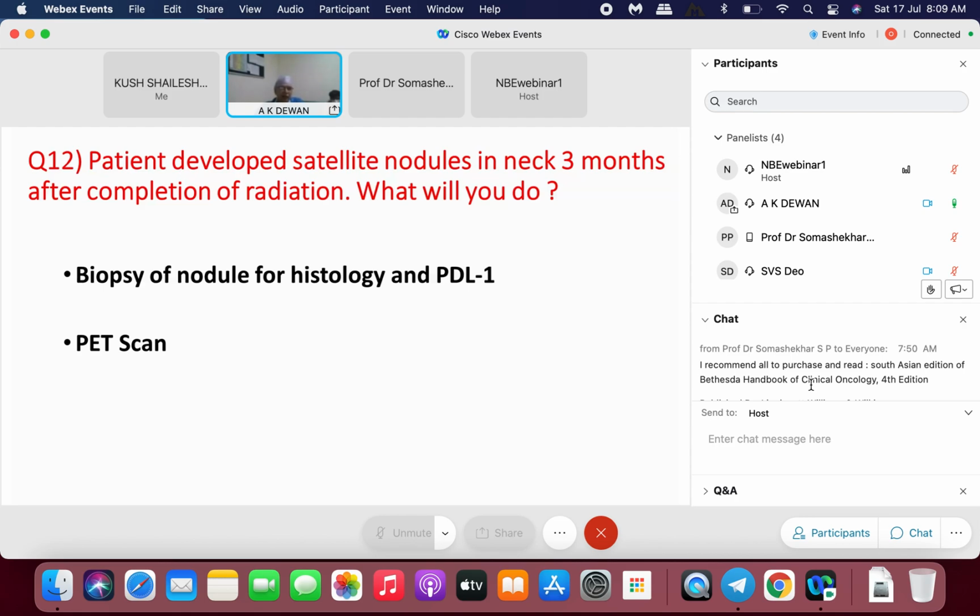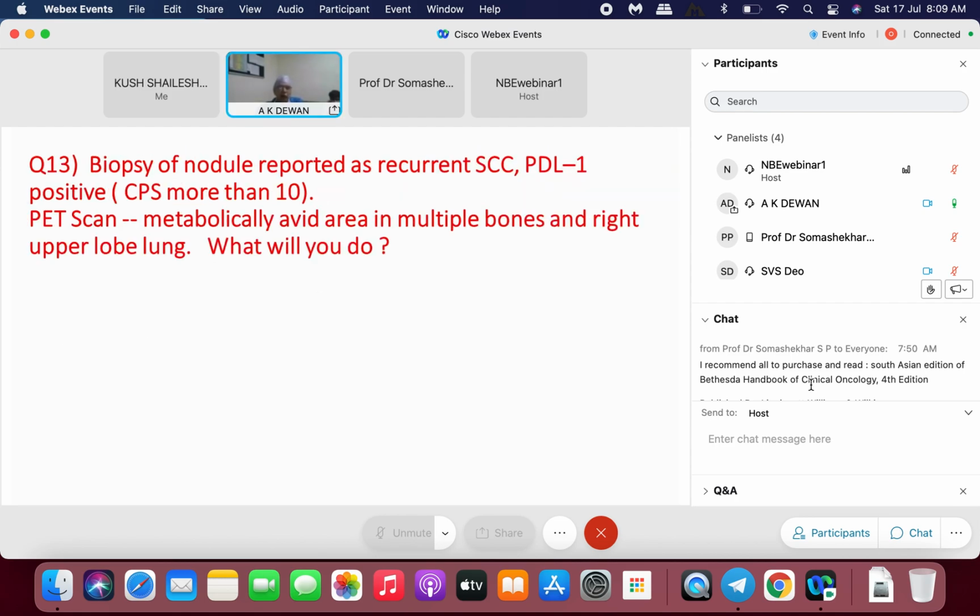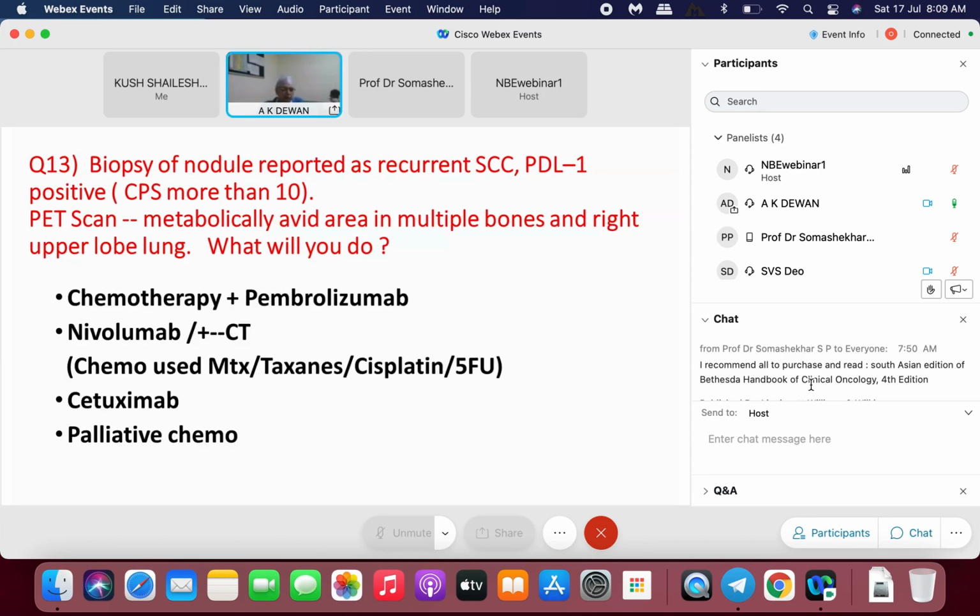metastatic deposits anywhere else in the body. Biopsy of nodule is recurrent SCC, PDL1 positive, CPS score more than 10. PET scan metabolically avid area in multiple bones and upper lobe lung. What will you do? I give chemotherapy, immunotherapy, and maybe palliative chemotherapy. So these things should be there in your mind.